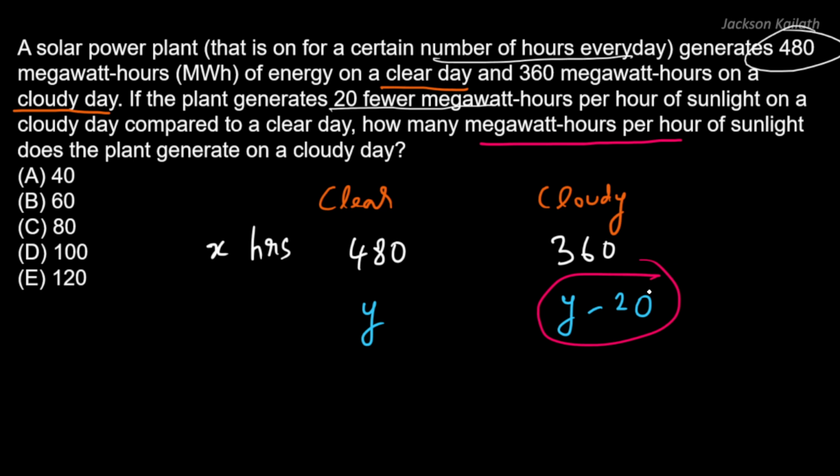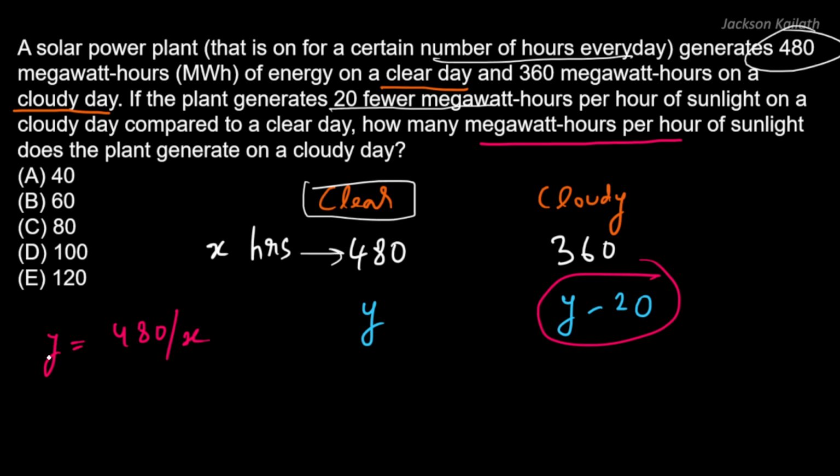So we have successfully taken the information from the question and we have written it down in a way that we can use it to solve this question. Now let's proceed. Now over here it's mentioned that this 480 megawatt hours is produced in X hours, right? So I can say that in 1 hour on a clear day the plant would be producing 480 divided by X megawatt hours, right? That should be very straightforward, right? Because in X hours it's producing 480, so in 1 hour it would be 480 by X, and that's the same thing which is given as Y over here. So we can write that Y is equal to 480 by X, right?